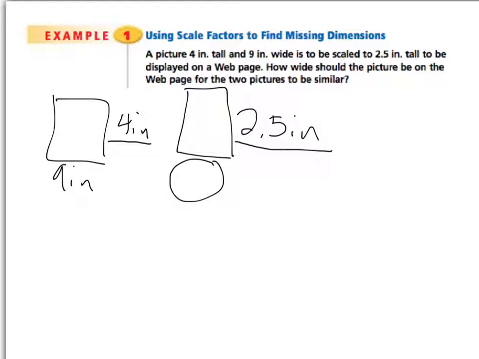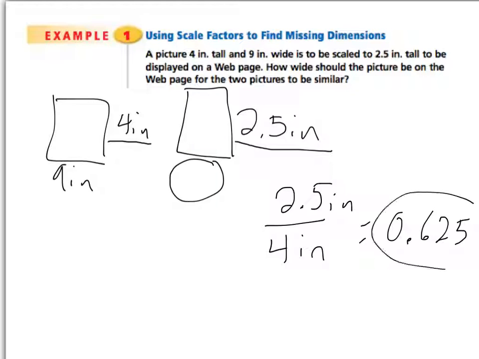So the first thing we need to find out is the scale factor. What the scale factor is going to tell us is basically what we need to multiply the second number by. In order to find the scale factor, we're going to put the small number above the larger number, so 2.5 inches to 4 inches, and that's going to get us 0.625. This is our scale factor. That's what we want to scale it to.